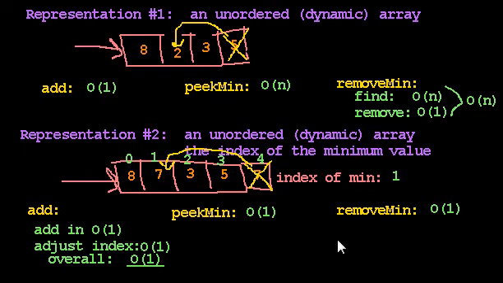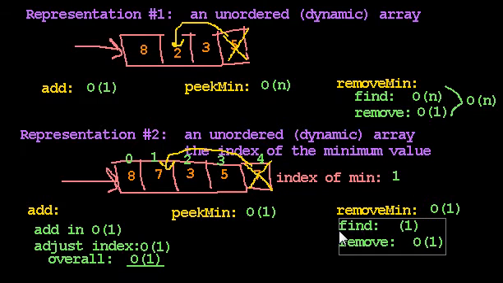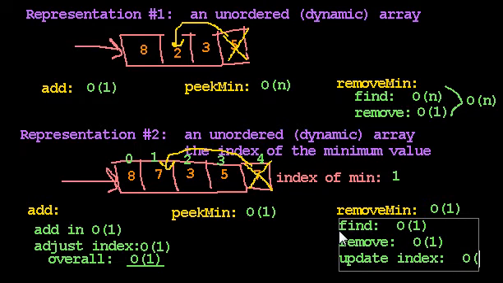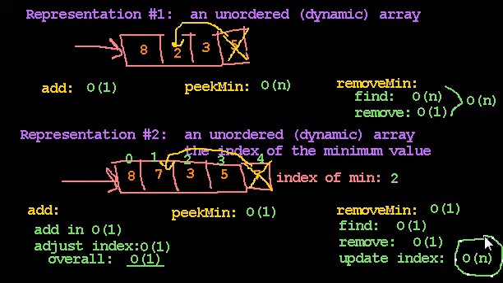So here, find the minimum is nice and fast. Remove the minimum is nice and fast. I think there should be a big O over here. But update the index is now really slow. We're going to have to cruise through the entire array looking for the new minimum. That's going to take us linear time, and eventually we'll update it. In this case, it's now the value 3, which is at index 2. So overall, removing the minimum is linear time.